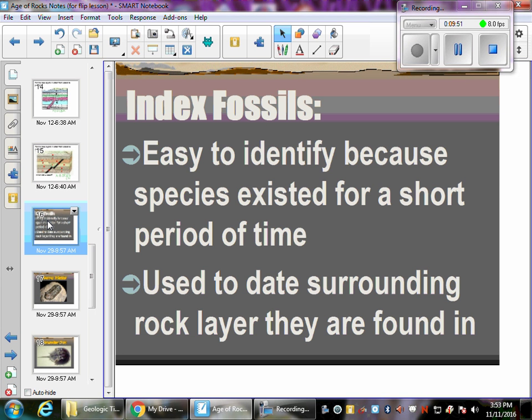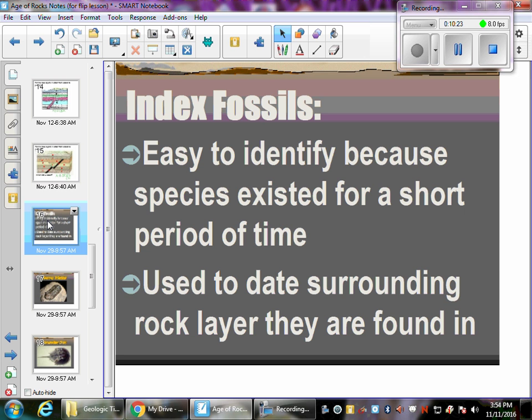Okay. So if you flip your note sheet over, if you have not already done so, the next thing that you need to know are index fossils. Index fossils are easy to identify because they are a species that existed for a short period of time. So it's something that didn't live really, really long, in terms of geology. That species either became extinct or we had a new species formed, so you wouldn't see this over a long period of time. And these are really helpful because they can date the surrounding rock layer they're found in.